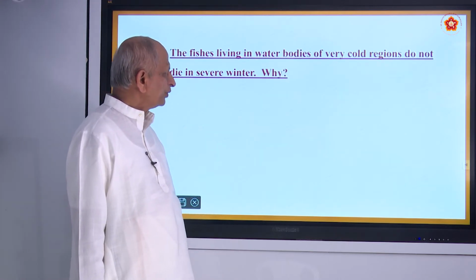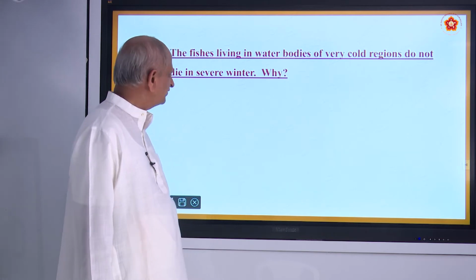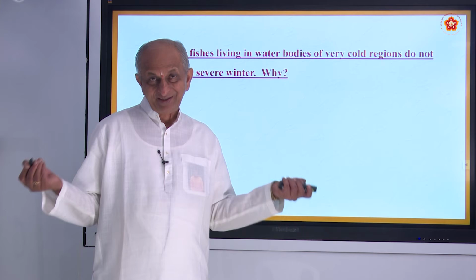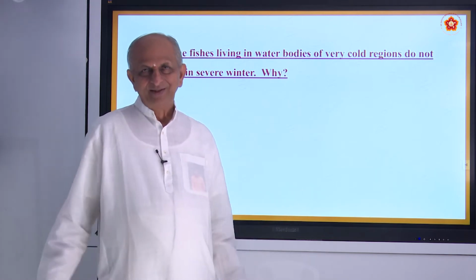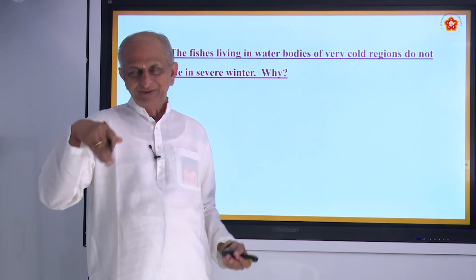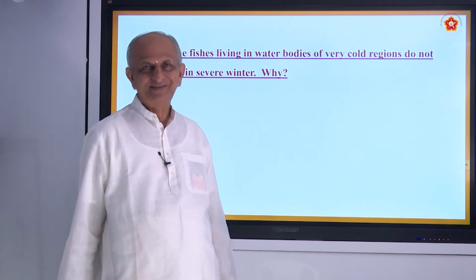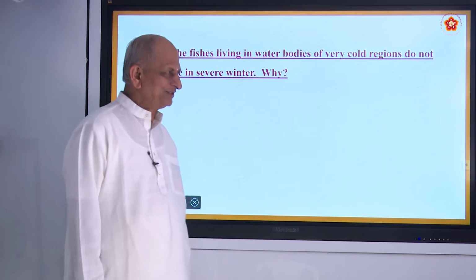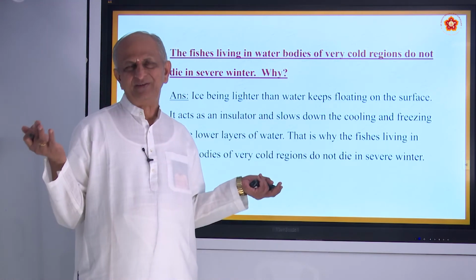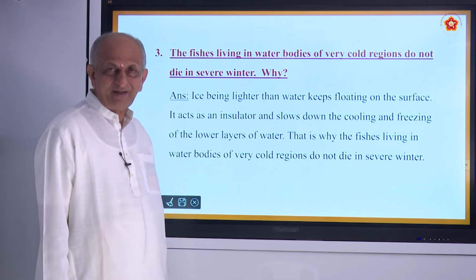And one more question, the fishes living in water bodies of very cold regions do not die in severe winter. See the beauty of nature, there will be ice on the top, but all the fishes and other aquatic animals will live happily under that ice. Why is it? That is a question. Very interesting thing you must note. There are so many things very, very interesting in nature. This is one such.